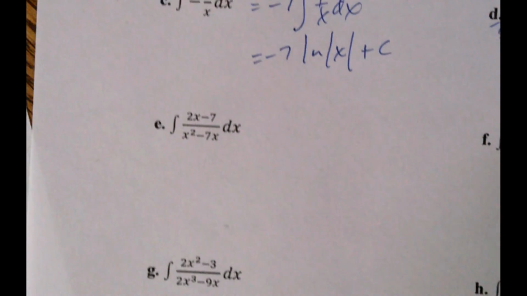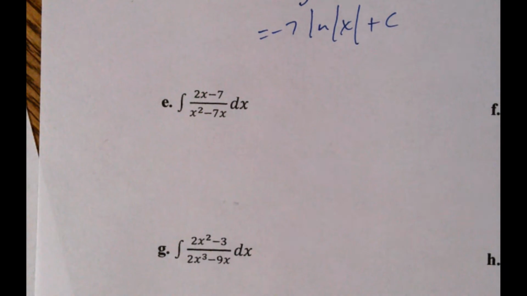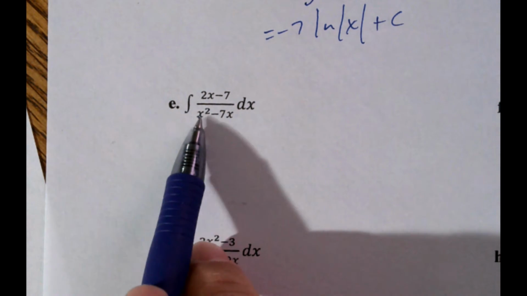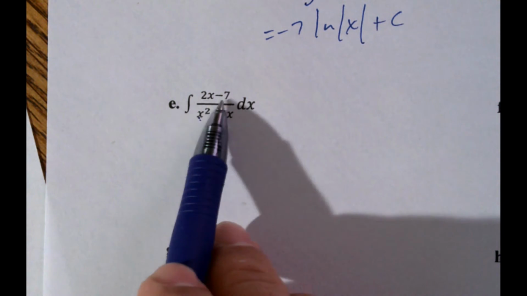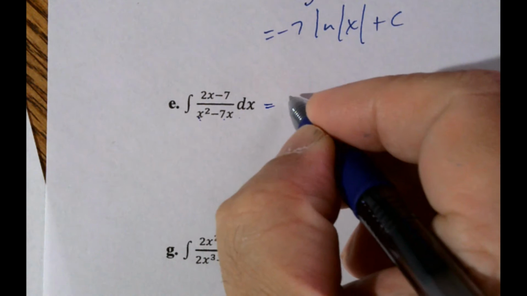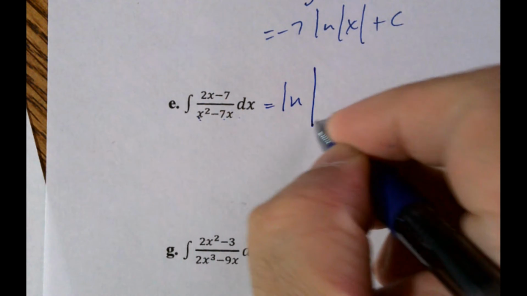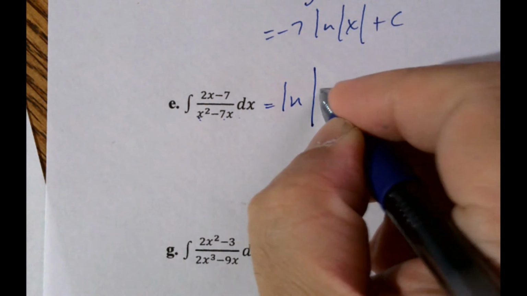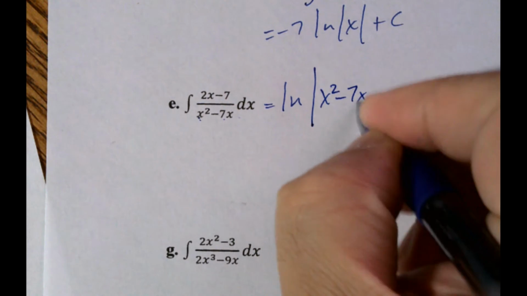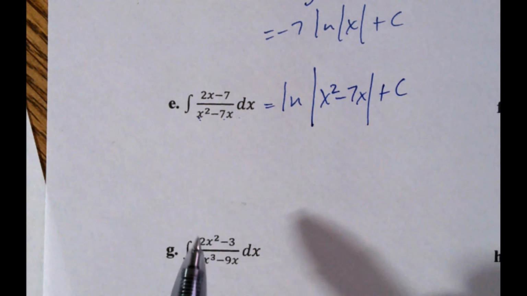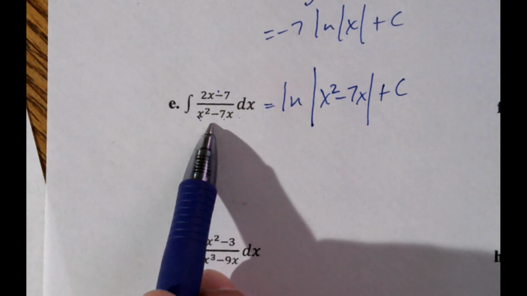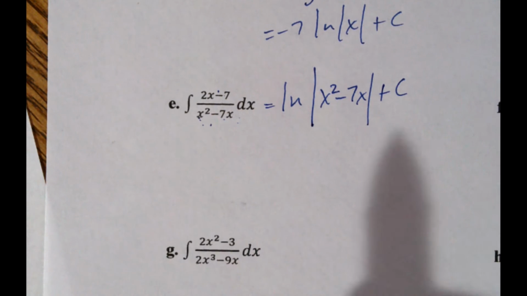E. So here, what's the derivative of x squared minus 7x? It's 2x minus 7. So there's nothing I need to do. I just take the natural log of absolute value of x squared minus 7x, because that's in the form of du over u. The derivative of the denominator is in the numerator. Okay, going on to F.